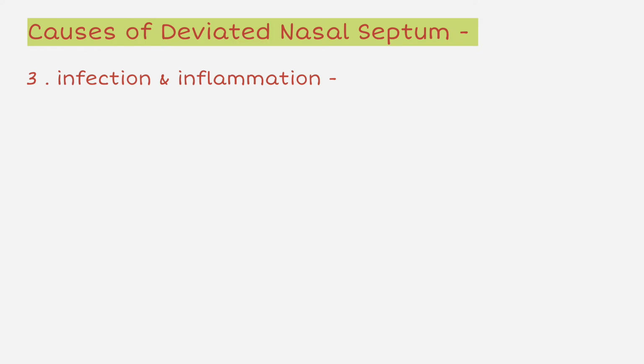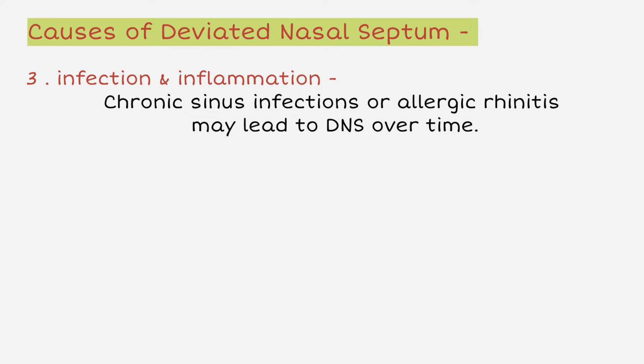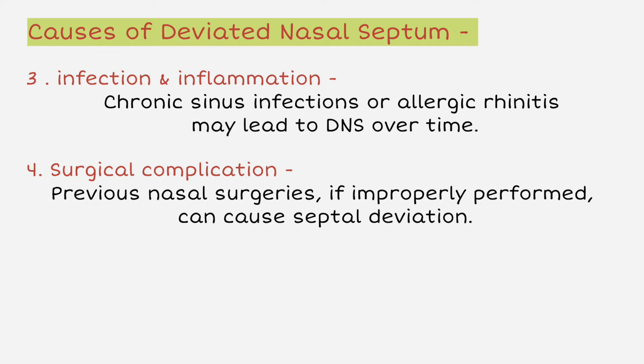3. Infections or inflammation. Chronic sinus infections or allergic rhinitis may lead to DNS over time. 4. Surgical complications. Previous nasal surgeries, if improperly performed, can cause septal deviation.